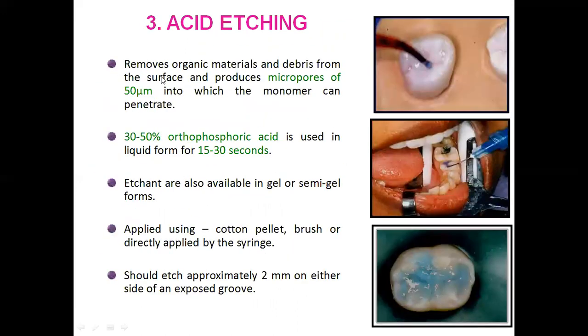Then we acid etch the tooth surface with 30 to 50% orthophosphoric acid for about 15 to 30 seconds. These are available in gel or semi-gel forms. So why do we apply acid etch? It removes the organic materials and debris from the surfaces, and it produces micropores of around 50 micrometers into which the monomer can penetrate. We can apply it by cotton pellet or brush, or directly by syringe.